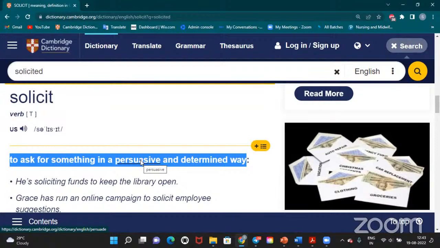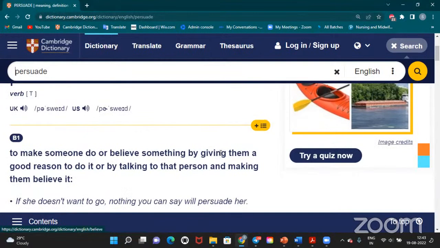Persuasive. The meaning of persuasive is here: to make someone do or believe something by giving them a good reason to do it. So this is a wonderful word you can use. You can use this word in your writing. And with determination, the other word is determination. You can see determination also is there.